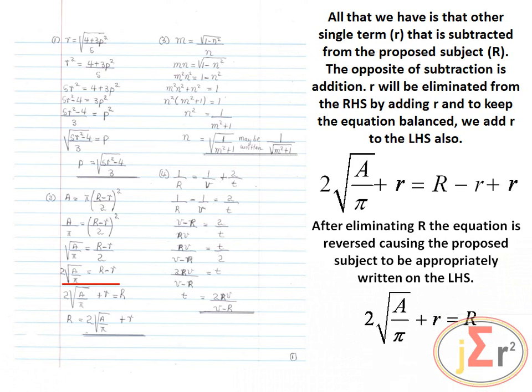So there we have our equation with this R eliminated from that side, and all we need to do, as we have our bar telling that we are right here, how do we move from here to here? All we do is reverse the equation, and that's all there is to it.